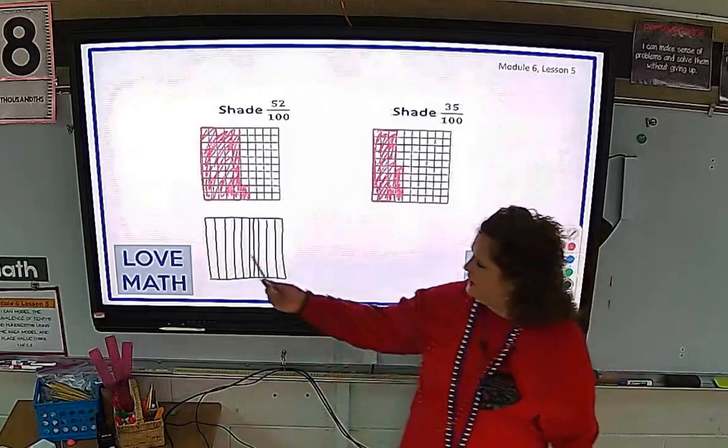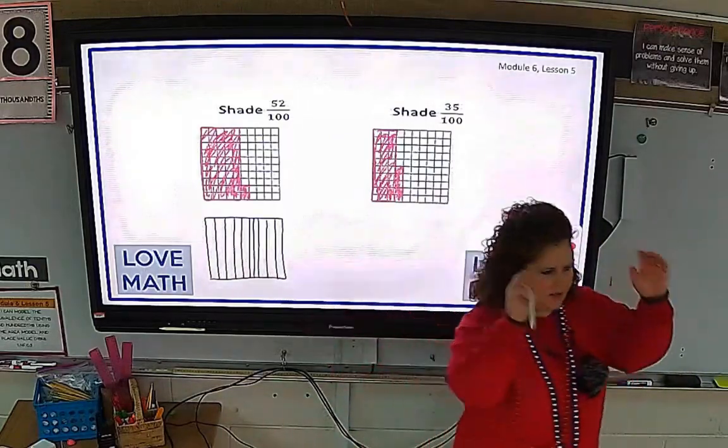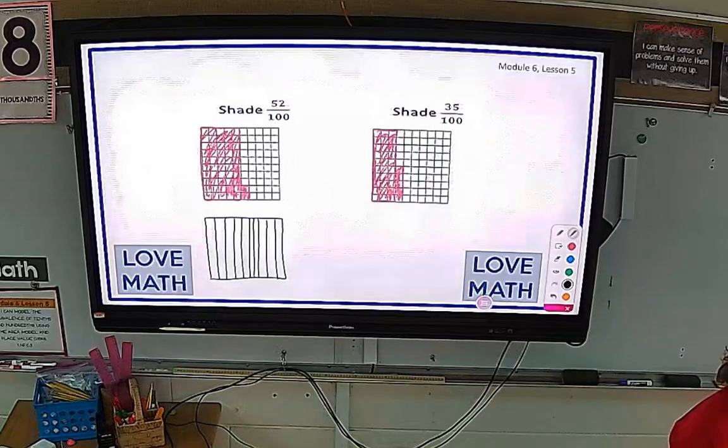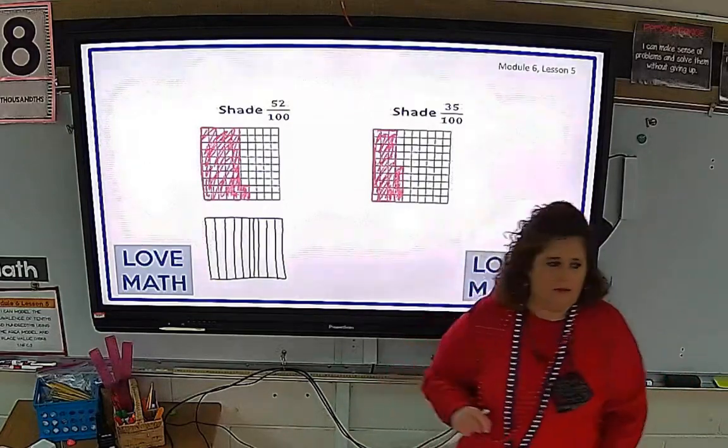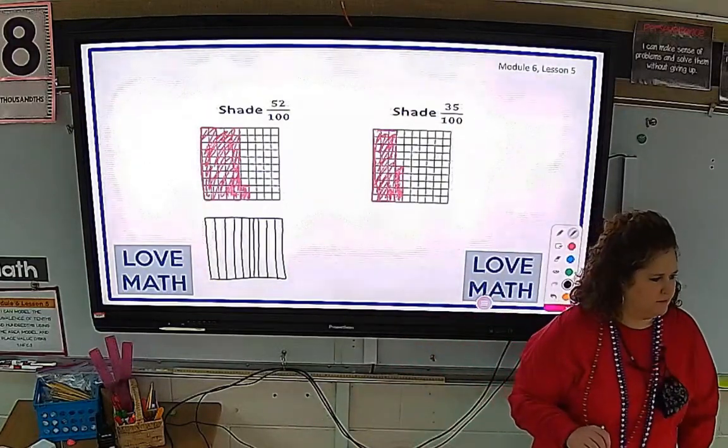Guys, count your lines. Make sure you got 9 that are cutting it, because I was 1 short. Sometimes you just got to take one of those spaces and cut it in half. Okay? Okay. Now, we're going to try that shortcut way.